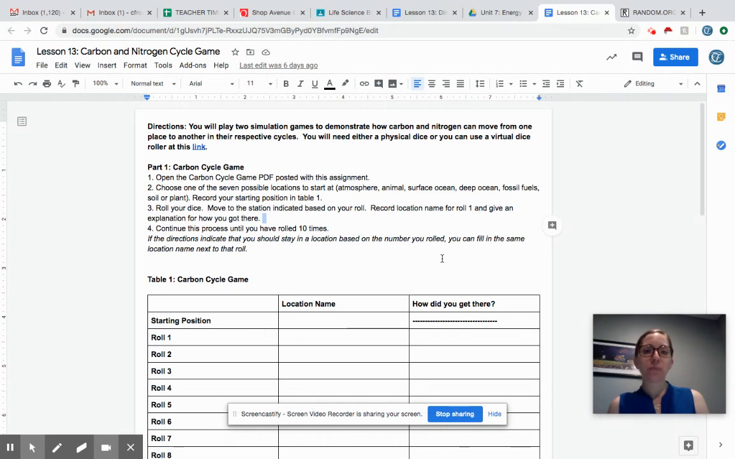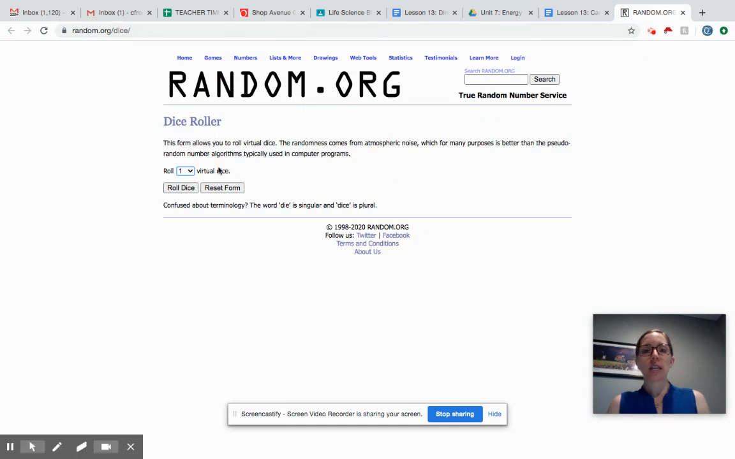You will need either a physical dice, so like an actual dice, or there's a virtual dice roller at this link. So if you click here, you get this link. Just choose one virtual dice.